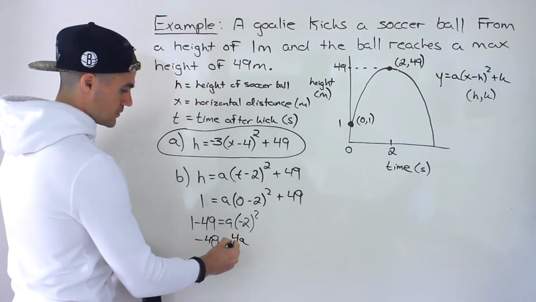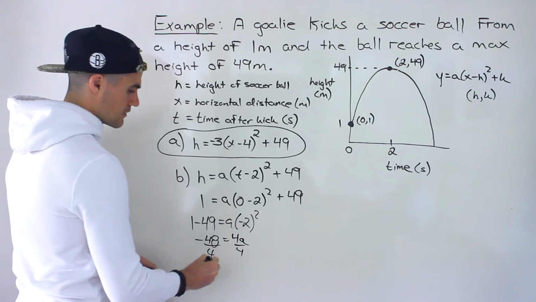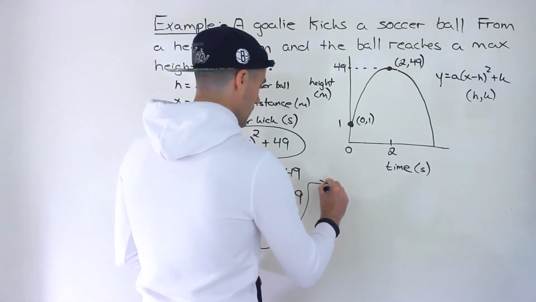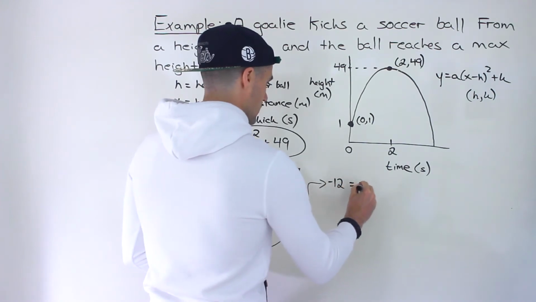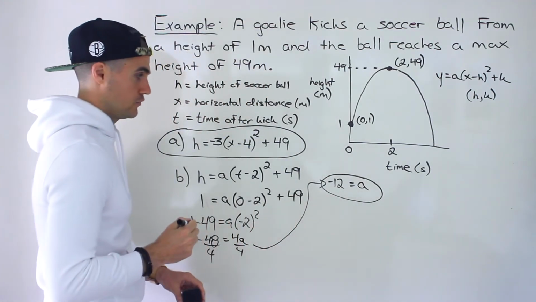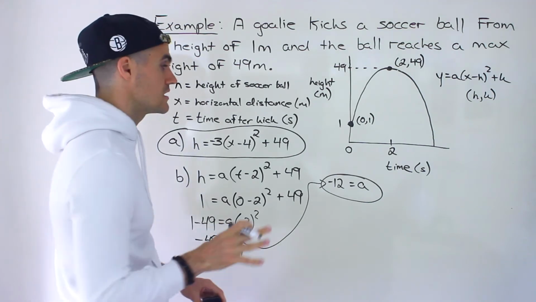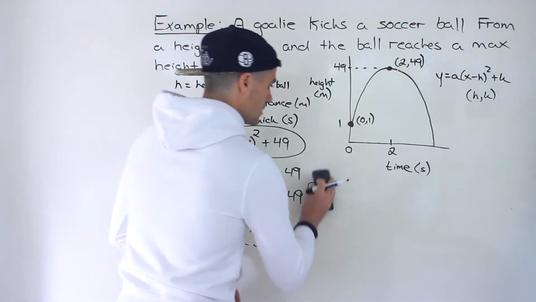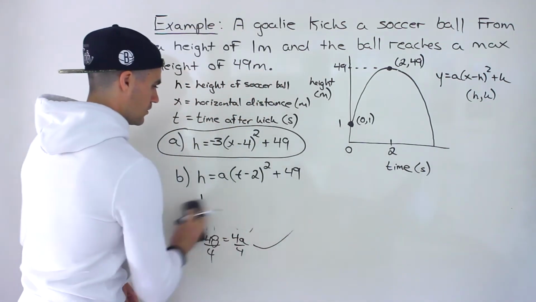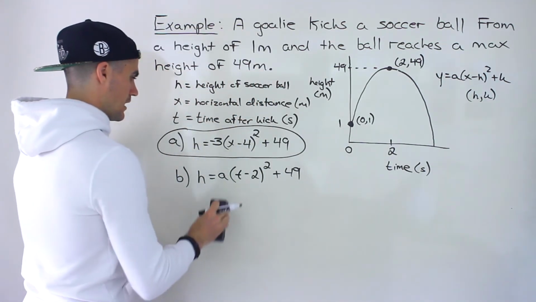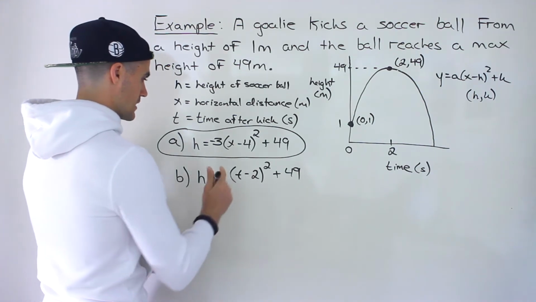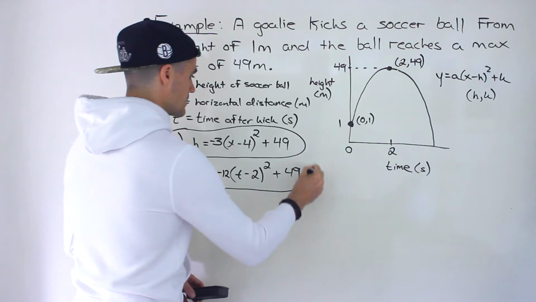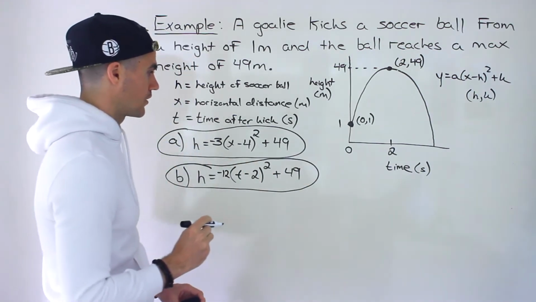And then from here, we just have to divide both sides by 4 to get that a by itself. And when we do that, negative 48 divided by 4 gives us negative 12. So negative 12 ends up being the a value in this case. Okay, so what happens here is this. We just got negative 12 over here, and so that right there ends up being the equation for part B.